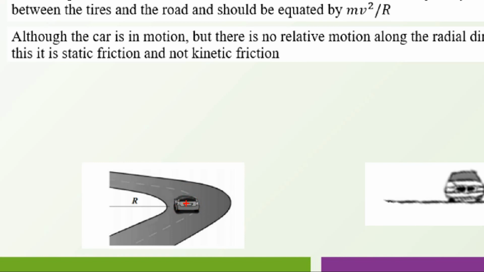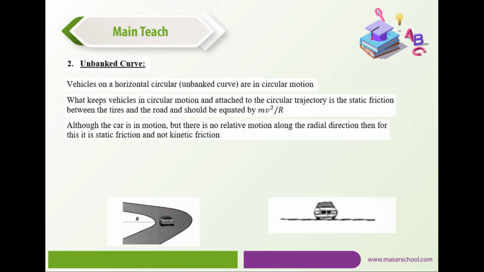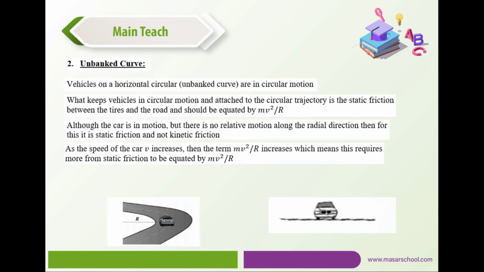The thing is that we are interested in the motion along the radial direction. So whether it's slipping toward the center or away from it, we're assuming that the car will remain attached to the road and there is no slipping either toward or away, and this is maintained by the static friction between the tires and the road. As the speed of the car v increases, the term mv squared over r increases, which means this requires more static friction to be equated to mv squared over r.